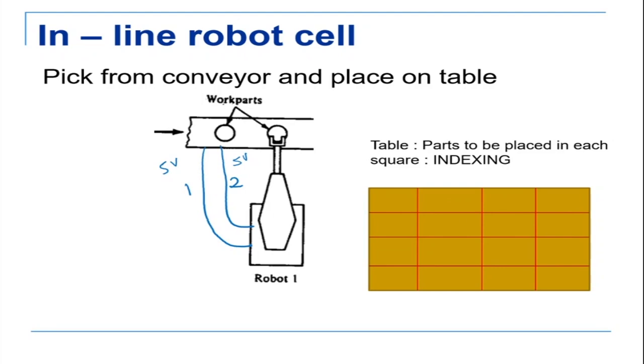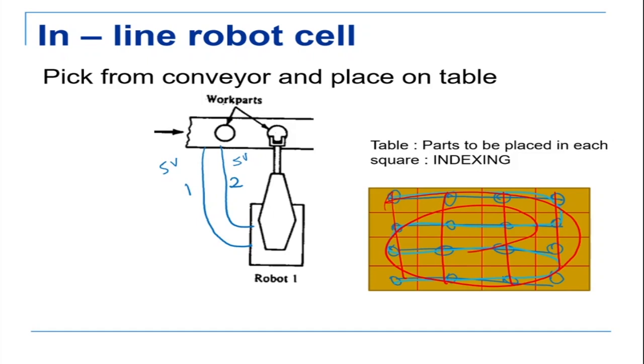Suppose in this problem, the robot has to pick up from here and put it here, like that. So the robot has to put one part in each of these boxes. What will be the fastest way to do this? Should it go like this, then like this, then like this, then like this? Would that be fast? Or should it go any other way, like this, or like this? Which will be the fastest way? How do you answer this question?